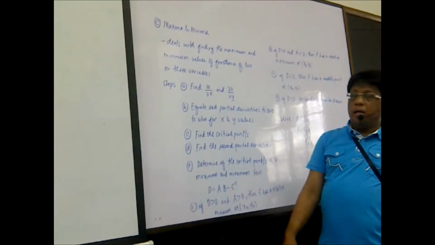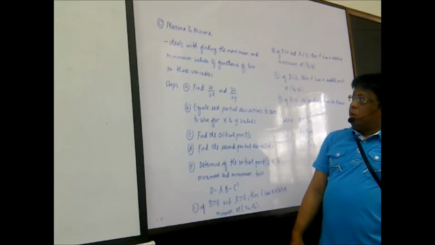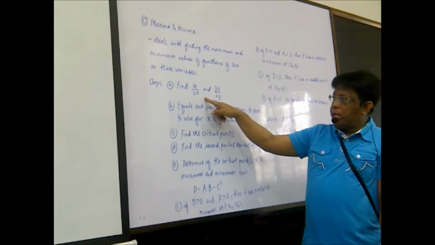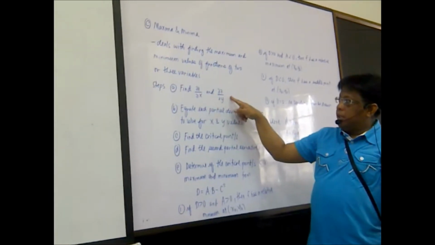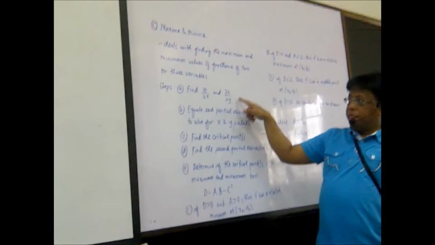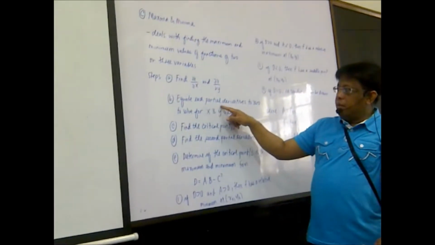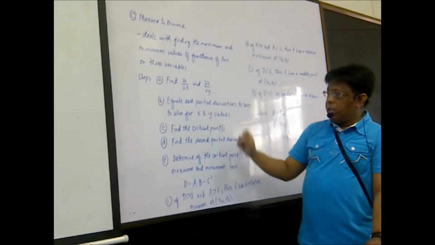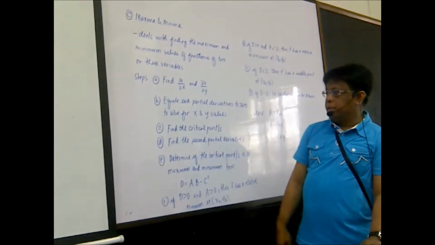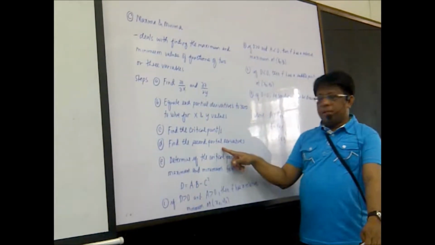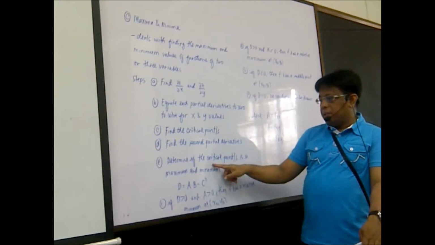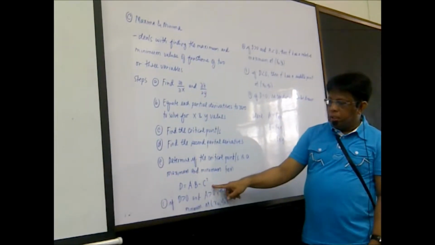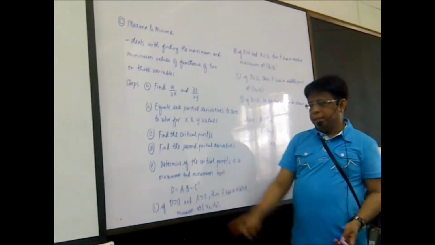These are the steps to be followed in finding the maximum or minimum values of a given function of two or three variables. The first one is to find the partial derivative of z with respect to x and the partial of z with respect to y. So this is our first derivative, class. The second one: equate each partial derivative to 0 to solve for x and y values. Then find the critical point or points. After that, find the second partial derivatives. Then determine if the critical point or points is a maximum or minimum from the equation t equals a times b minus c squared.